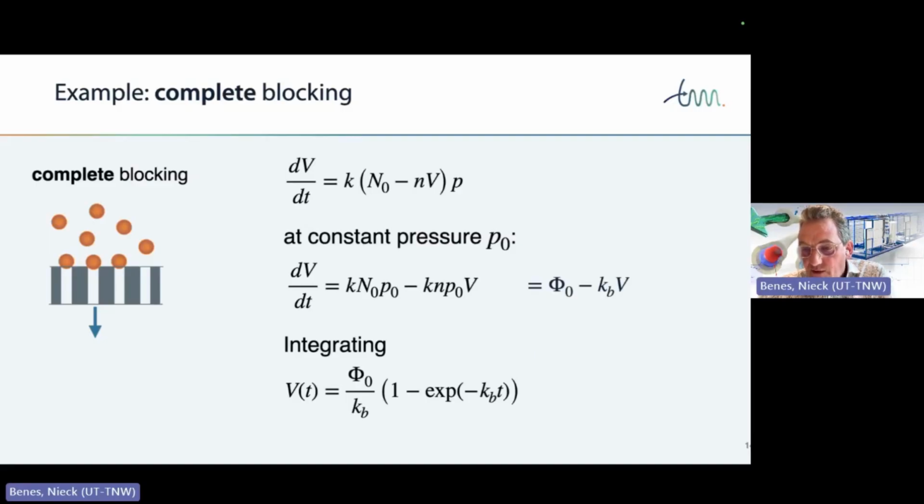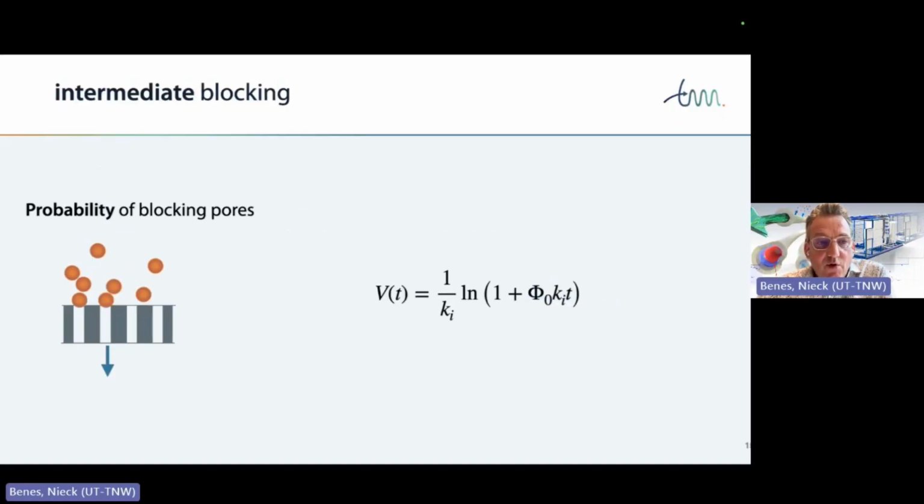So that's characteristic for this particular type of blocking mechanism. If we do the same, but now for intermediate blocking, where there's a probability that the particles will block the pores, then we get a similar expression, but it is different. It has a different shape. In this case, there's a natural logarithm of the term which contains the time. So this will have a different shape. And this is the case for all these four blocking mechanisms.